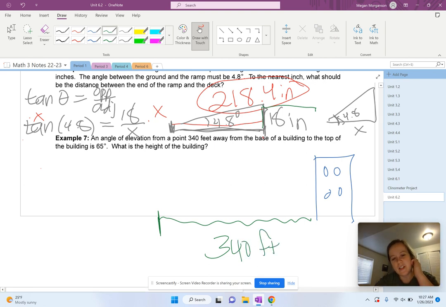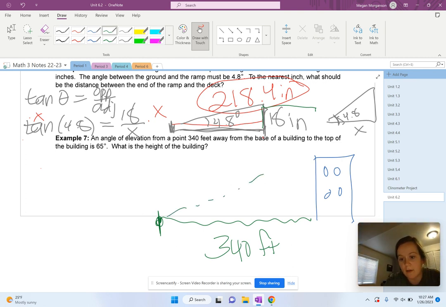It says the angle of elevation from this point right here to the top of the building is 65 degrees. I remember angle of elevation: look straight out and go up to whatever you're looking at. So what we want to look at is the top of the building, so it's going to be this angle right here. This angle is 65 degrees. It wants us to figure out the height of the building, so this side is X.